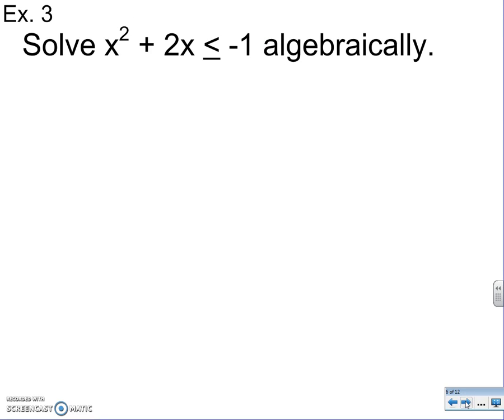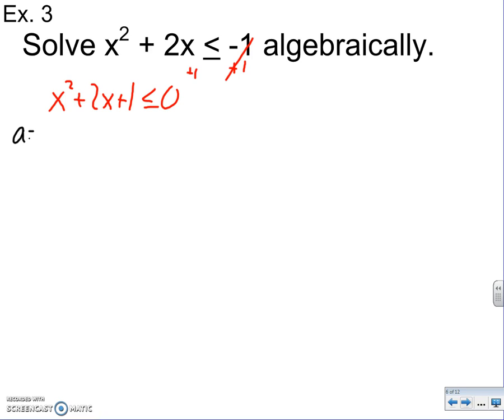All right, here's one more. Solve this algebraically. It's the same thing. It's still an inequality, so we still need a graph. Put it in standard form by adding 1 to both sides. So if I add 1 to both sides, we have x squared plus 2x plus 1 is equal to 0.